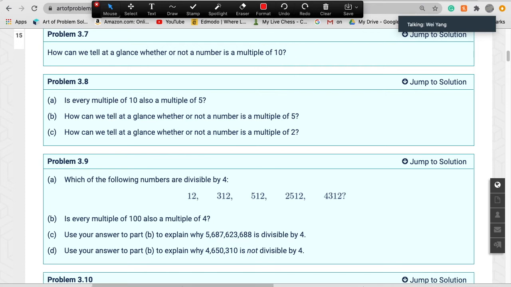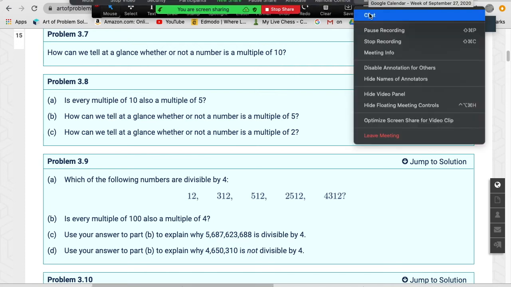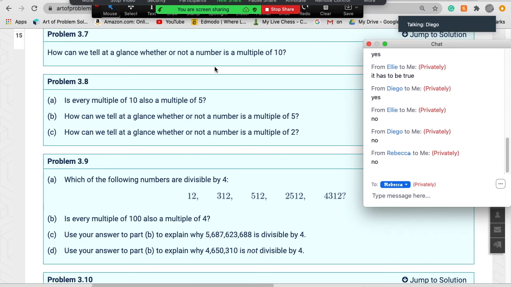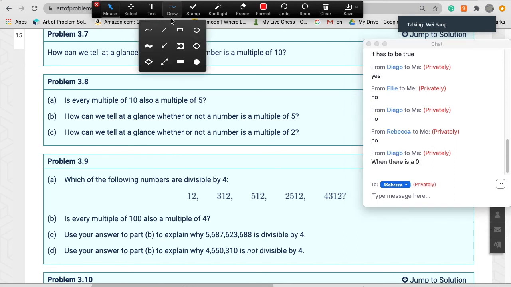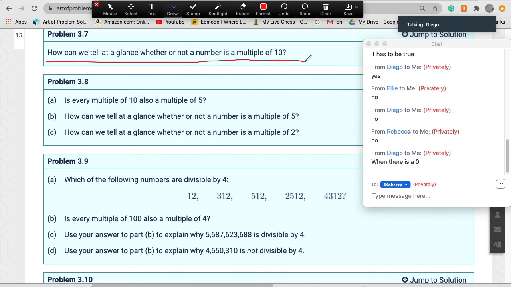Everybody send me your answer. Wait, wait. What do you mean by 3.7? The problem is 3.7. Oh, okay. See here, how can we tell? Dago, can you see my screen? Yeah. See, we are talking about... Yeah, you're right.